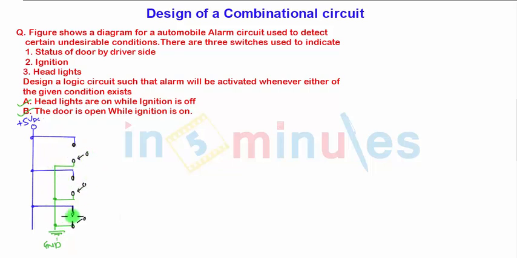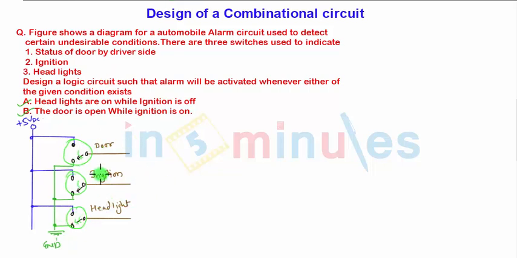Now all these three switches are closed, and let me name these switches. This one is for the door, this one is for the ignition, and the next one is for the headlight. All of these are grounded, so the switches are grounded here: switch 1, switch 2, and switch 3. All the switches are grounded.